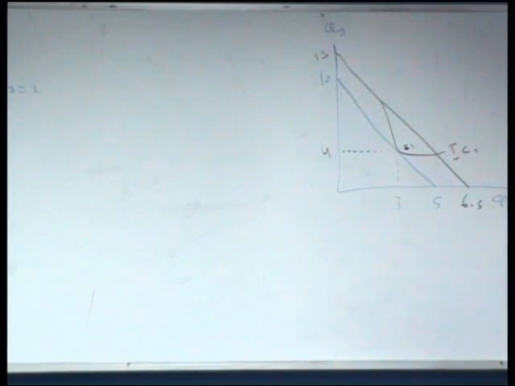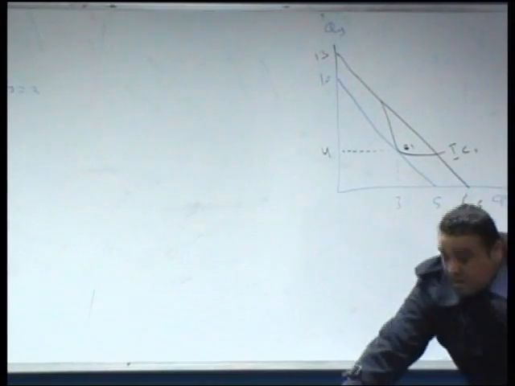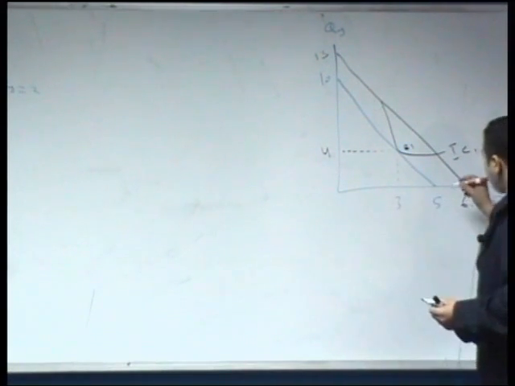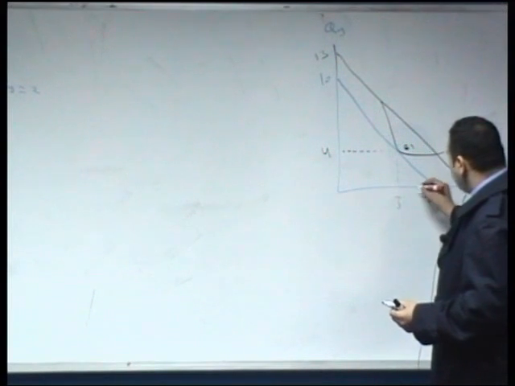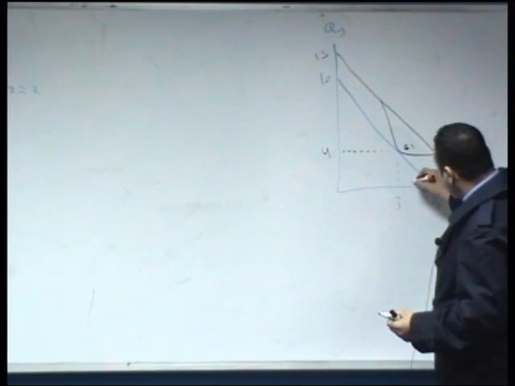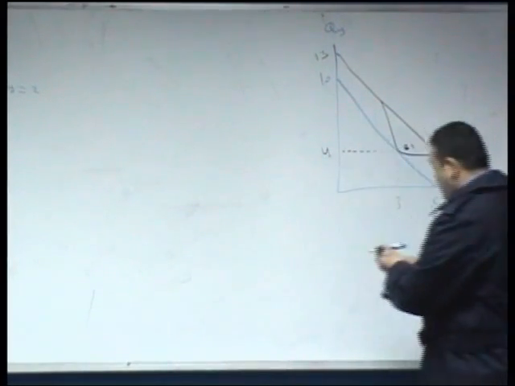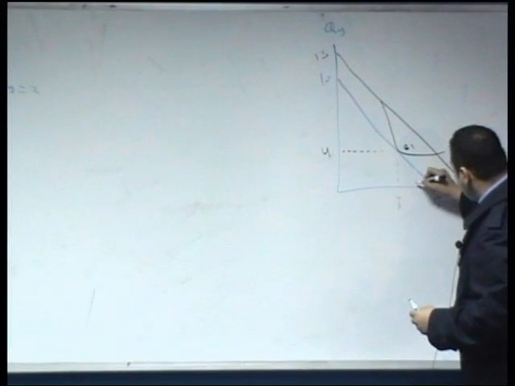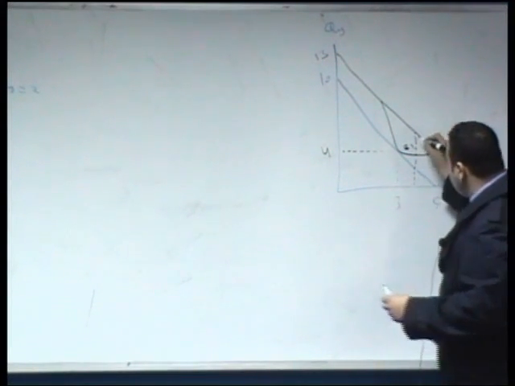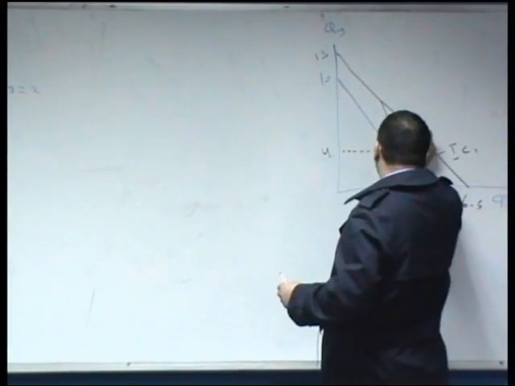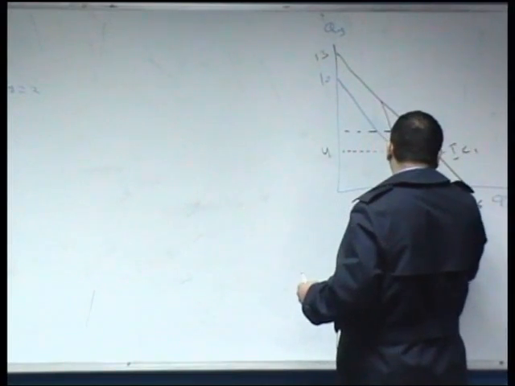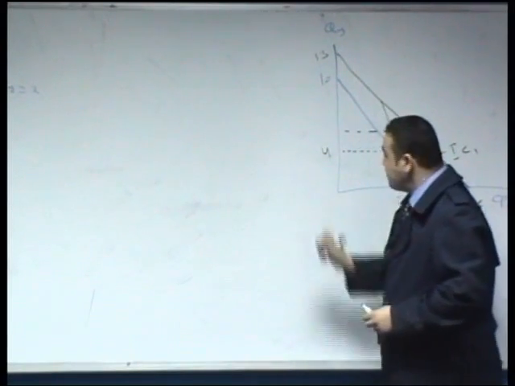Suppose that the new equilibrium occurs when the consumer consumes 5 units or 4 units of X. How much is the quantity of Y? At 4, he can buy how much of Y?